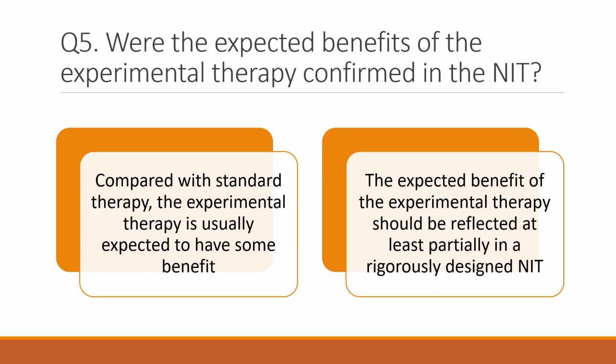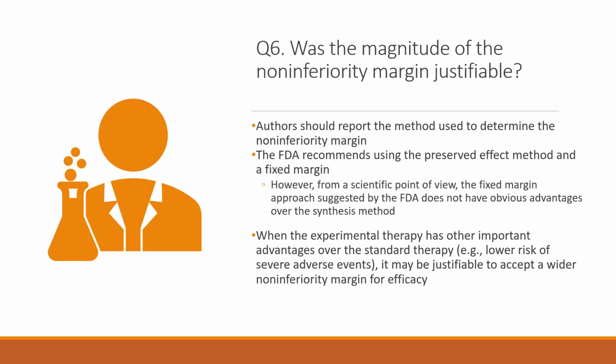Compared with standard therapy, the experimental therapy is usually expected to have some benefit. Although the aim of the non-inferiority trial was not to examine these benefits, the expected benefit of the experimental therapy should be reflected at least partially in a rigorously designed non-inferiority trial. If not, the value of the experimental therapy should be questioned, even if non-inferiority was successfully demonstrated based on the primary outcomes. Question 6. Was the magnitude of the non-inferiority margin justifiable?